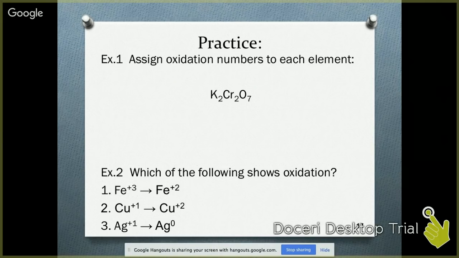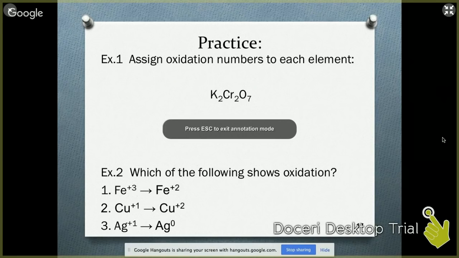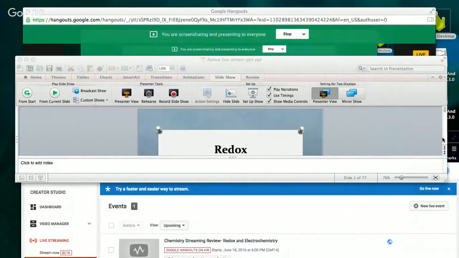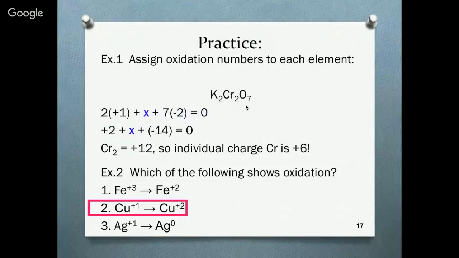The second example says, which of the following shows oxidation? Oxidation means that you're going to become more positive. Your oxidation number needs to increase. So when we look at each of these, the one that shows increasing oxidation number is going to be choice 2. Cu goes from +1 to +2.